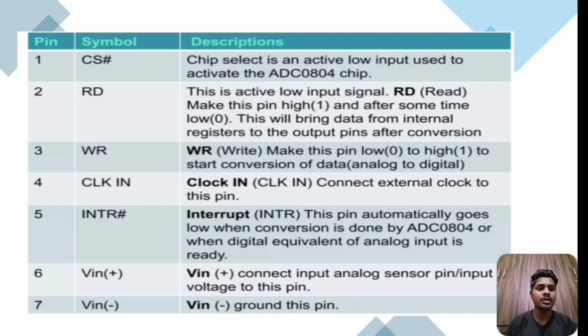CLK IN is the clock, where an external clock is connected to this pin. INTR, interrupt, is also used. This pin automatically goes low when conversion is done by ADC0804, or when the digital equivalent of an analog input is ready. VIN plus, connect the input analog sensor pin or input voltage to this pin. VIN minus, ground to this pin.